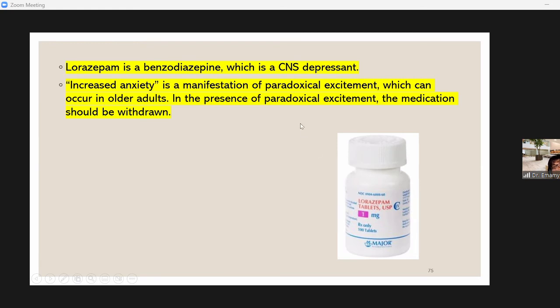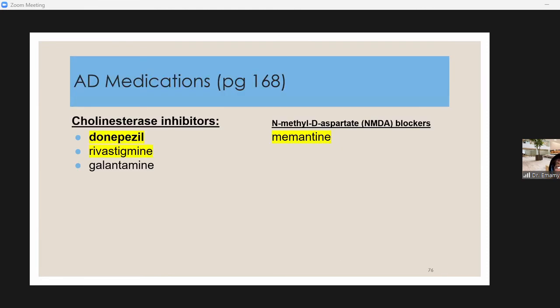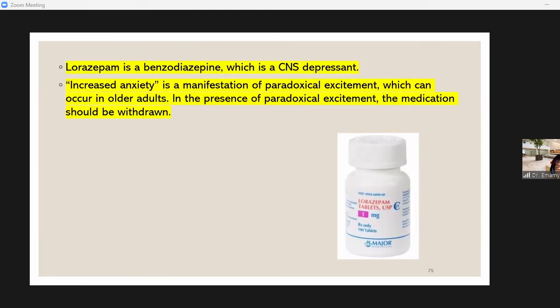Lorazepam and other benzodiazepines are treatment for anxiety, but sometimes they may cause paradoxical excitement. What does it mean? When you give lorazepam to, most of the time, an older patient and the patient gets more excited, this is the paradoxical excitement, and you should stop the medication. And remember, benzodiazepines are controlled substances. They are in Schedule 4 of controlled substances. All benzodiazepines, lorazepam, oxazepam, all of them are in Schedule 4.